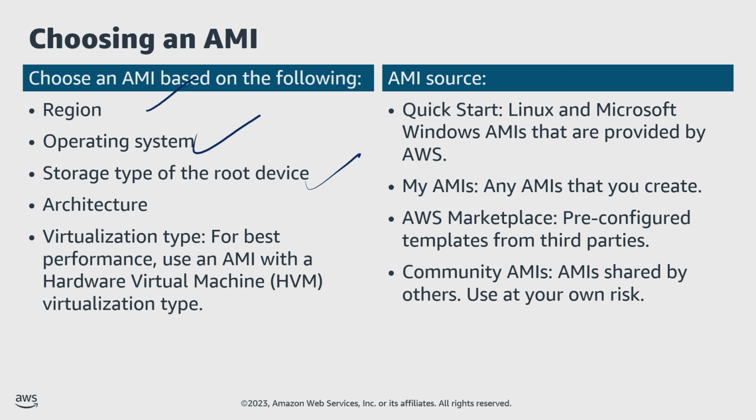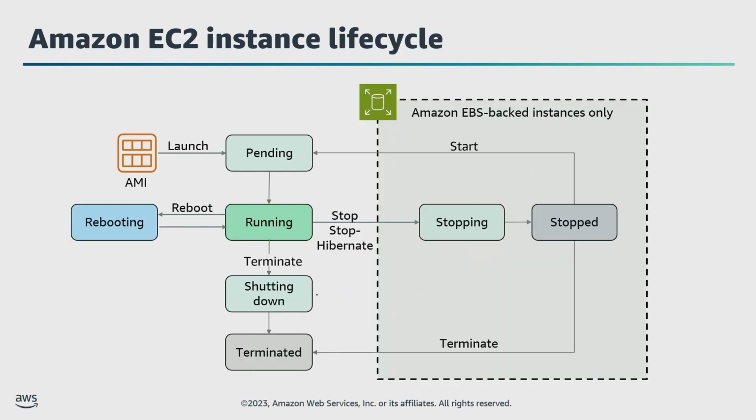Choose an AMI with the type of processor architecture your instance needs. And finally, choose an AMI with a virtualization type of either Paravirtual, or PV, or Hardware Virtual Machine, or HVM. For best performance, choose an AMI with HVM virtualization type. You can find AMIs in AWS categorized into Quick Start AMIs built by AWS, AMIs that you created called My AMIs, AWS Marketplace AMIs, and community-built AMIs.